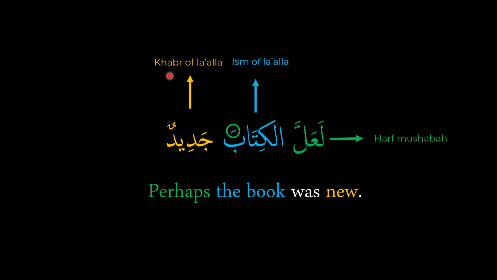Now we have la'alla, which means perhaps. And this is, once again, another Ḥarf Mushabah. Targets the mubtada, makes it nasb, now it's known as the ism of la'alla, and the khabar is known as the khabar of la'alla, and it brings the meaning, perhaps the book was new.